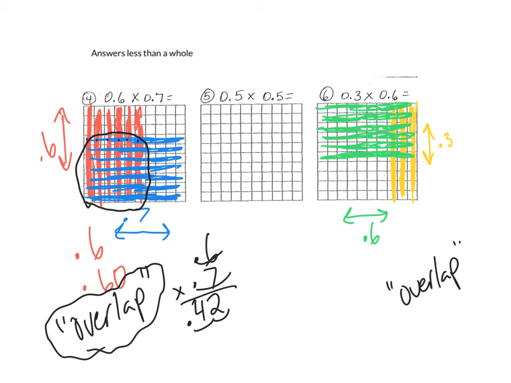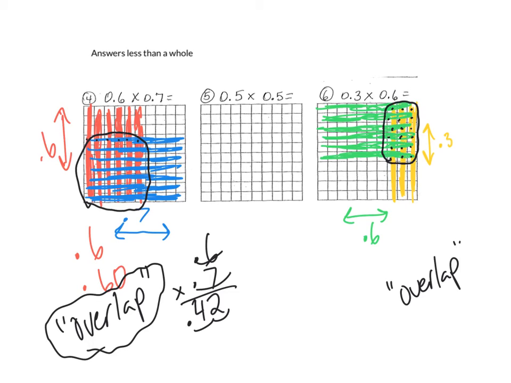Well, this time, I kind of started this one at a different location. So I see the overlap happening actually up here in the top right corner. And I see the yellow and the green overlapping each other. If I were to go count, I would have one, I'll actually do this one, 2, 3, 4, 5, 6, 7, 8, 9, 10, 11, 12, 13, 14, 15, 16, 17, 18. There are 18 hundredths there that just got overlapped.